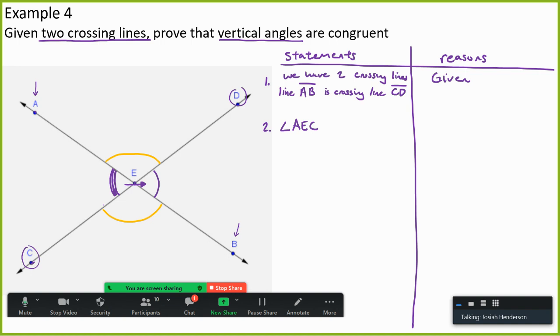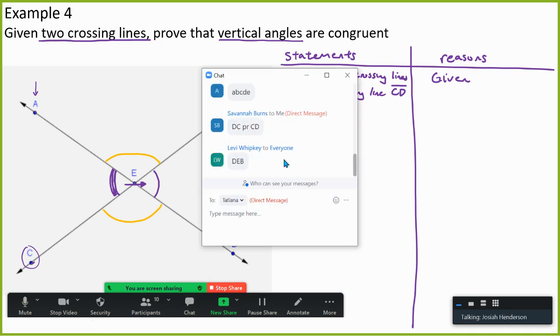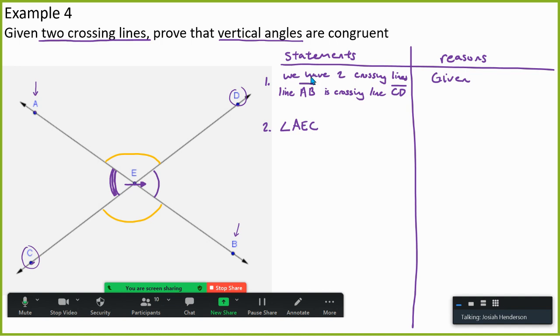I see one in the chat. We're just practicing. Good, Levi. DEB. Wonderful. Perfectly done. So Levi named it DEB. And just so you know, because Savannah pointed this out, you could name it the other direction. We could call it also BED. As long as we use those three in one of those orders, we're good.